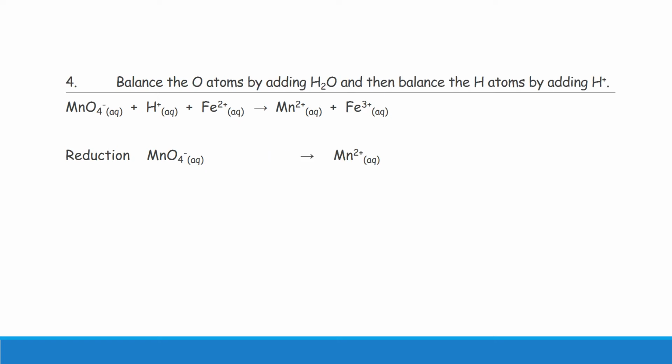Now we need to balance for oxygen and hydrogen. To balance for oxygen, we add in water. This side currently has 4 oxygen and this side has none, so we add 4 water.